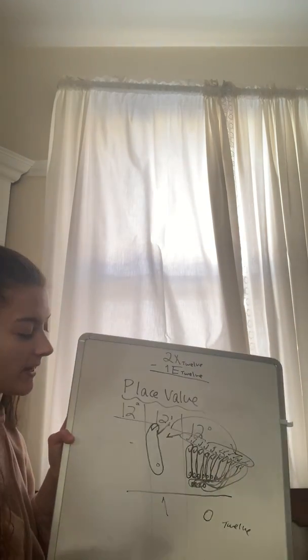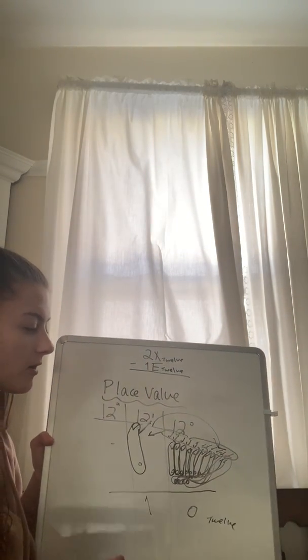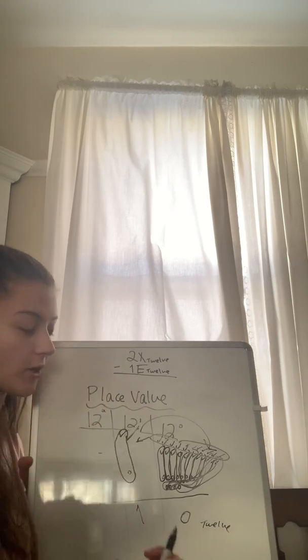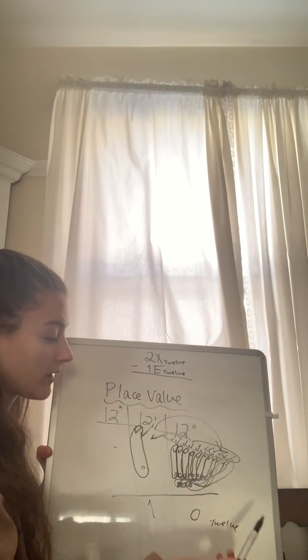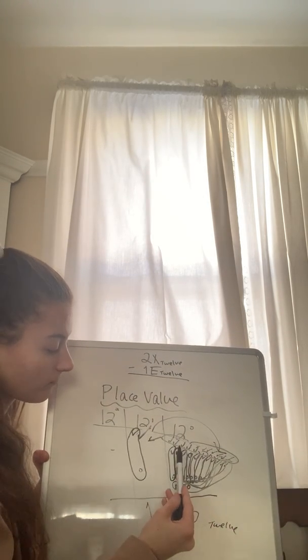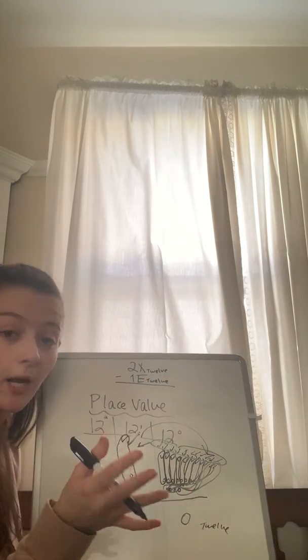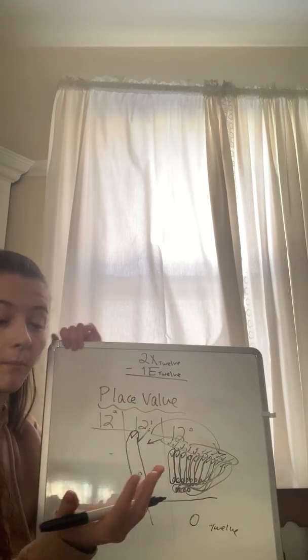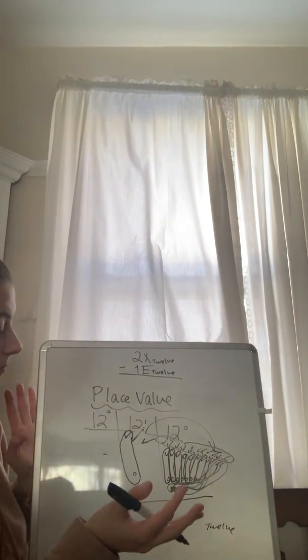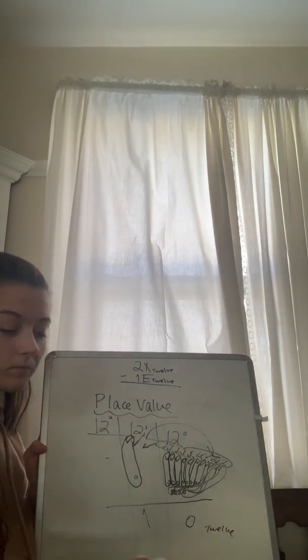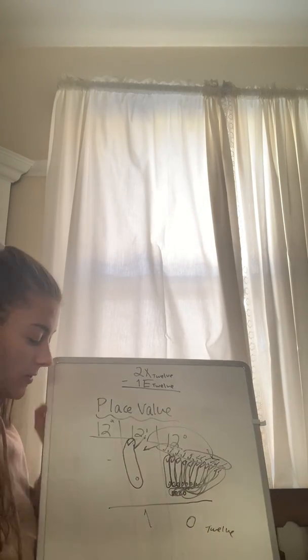See, this is a more complicated problem because we're trying to subtract a bigger number in the ones place than is in the other ones place. But it's really not a bigger number. If it was a bigger number, we'd be getting negative. But it's more complicated because we have to regroup.